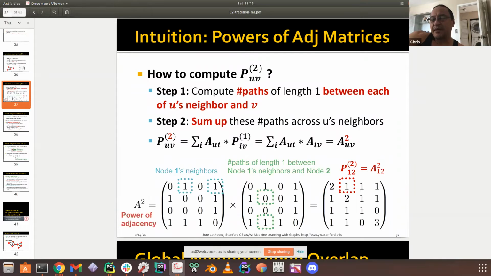Oh, so that's the intermediate node. That's the neighbor that's shared by U and V. So you hop from U to I and I to V. I got it. Duh. Okay, thank you. That clarifies it. Thank you. Okay, cool.